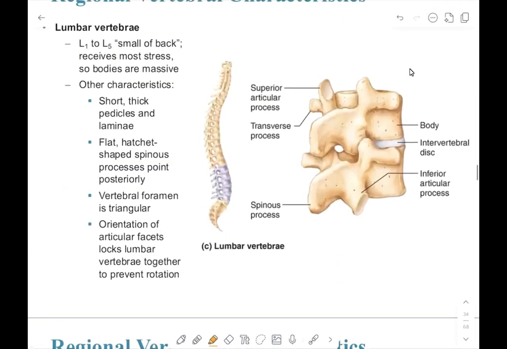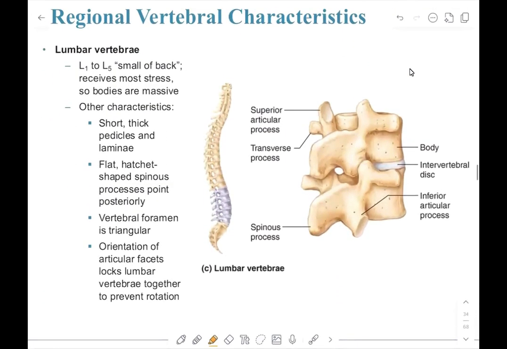For the lumbar vertebrae, it's L1 through L5, sometimes described as the small of the back. It receives the most stress. That's why the bodies are massive and why there's oftentimes herniations to these intervertebral discs that act like shock absorbers. Other characteristics are that they have thick pedicles and lamina. They have a flat hatchet-shaped spinous process, which again is why the spinous process looks like the head of a moose.